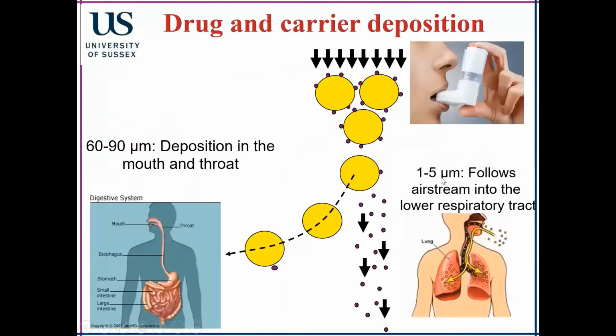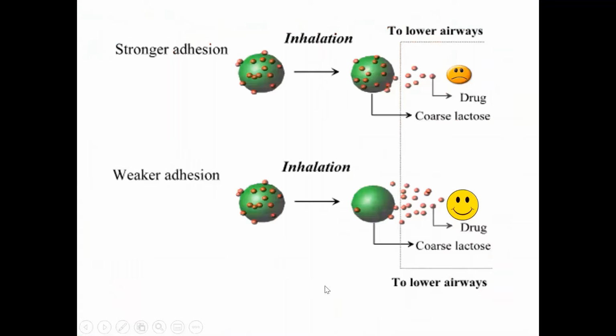What is going to happen when patients inhale such a formulation? Coarse lactose can deposit on your throat. But what's going to happen for smaller drug particles is that, as a result of the air stream, your lung can generate enough force to detach them from carrier surfaces. They can follow their way to the lower respiratory tract. But that's not the end of the story because there are lots of problems here.